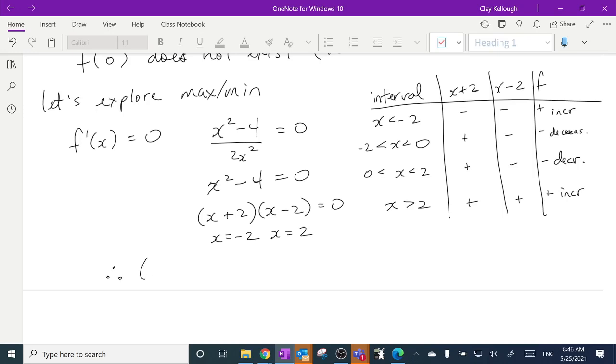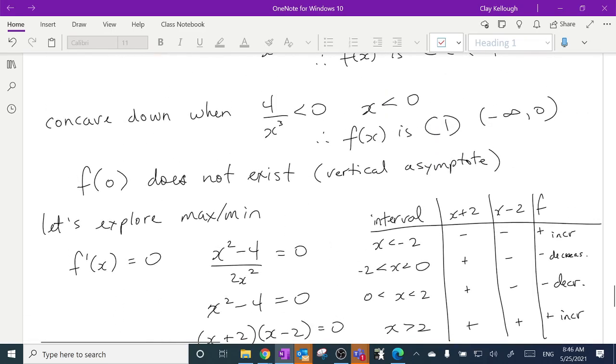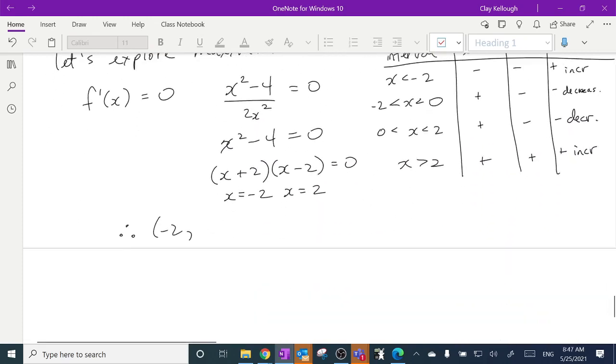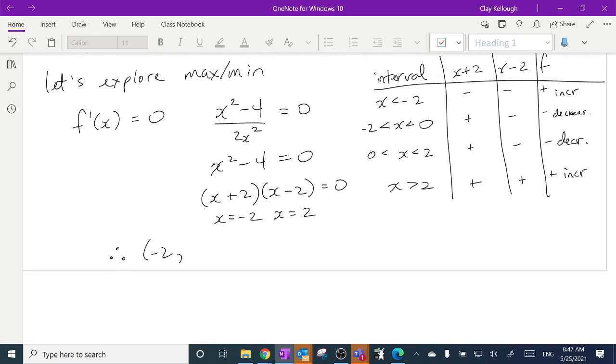So my conclusion will be, therefore, at negative 2 we switch from increasing to decreasing. If you're increasing then decreasing, that's a maximum. What was the function again? I'll just look it off the page here. If I plug in negative 2, I get negative 2. So negative 2 is a local max.